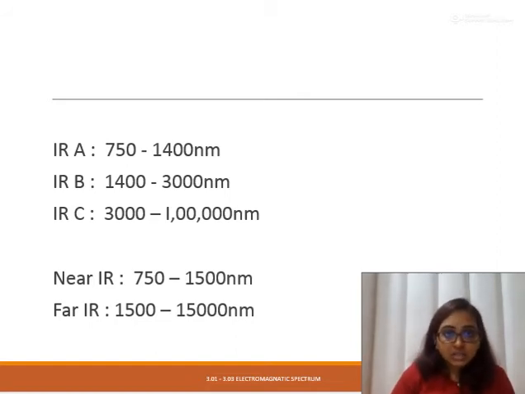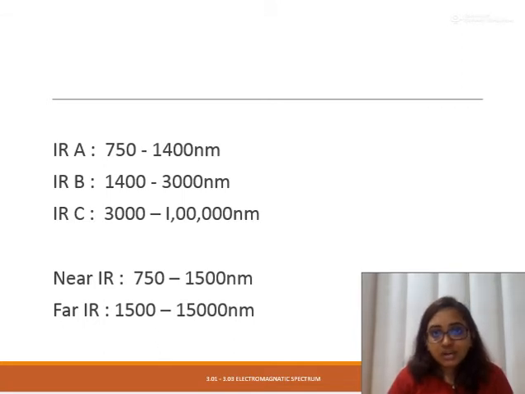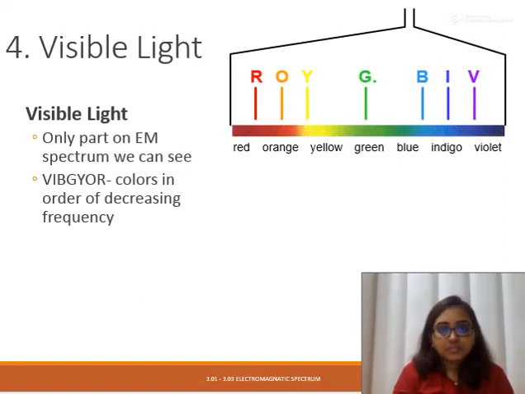You have another classification for infrared radiation, which classifies infrared into near IR and far IR. Near IR is 750 to 1500 nanometers, and far IR is 1500 to 15,000 nanometers.